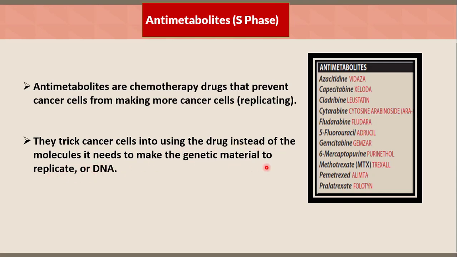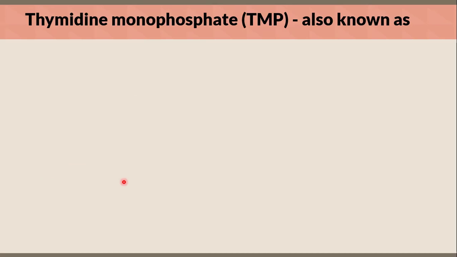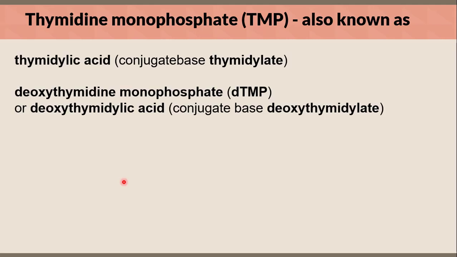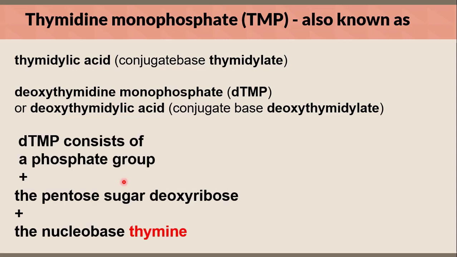We should know that thymidine monophosphate, or TMP, also known as thymidylic acid, conjugate base thymidylate, or deoxythymidine monophosphate, dTMP, or deoxythymidylic acid, conjugate base deoxythymidylate. dTMP, deoxythymidine monophosphate, consists of a phosphate group, the pentose sugar deoxyribose, and the nucleobase thymine, which is a pivotal part of dTMP.